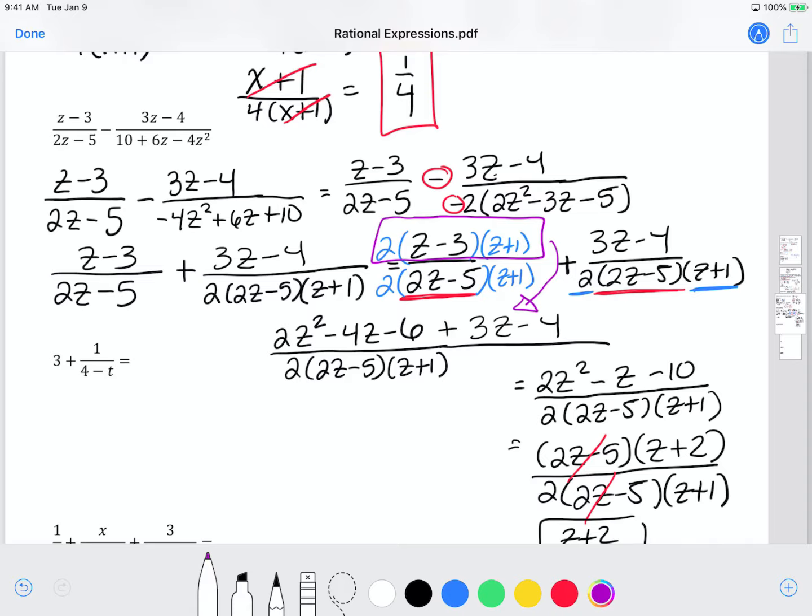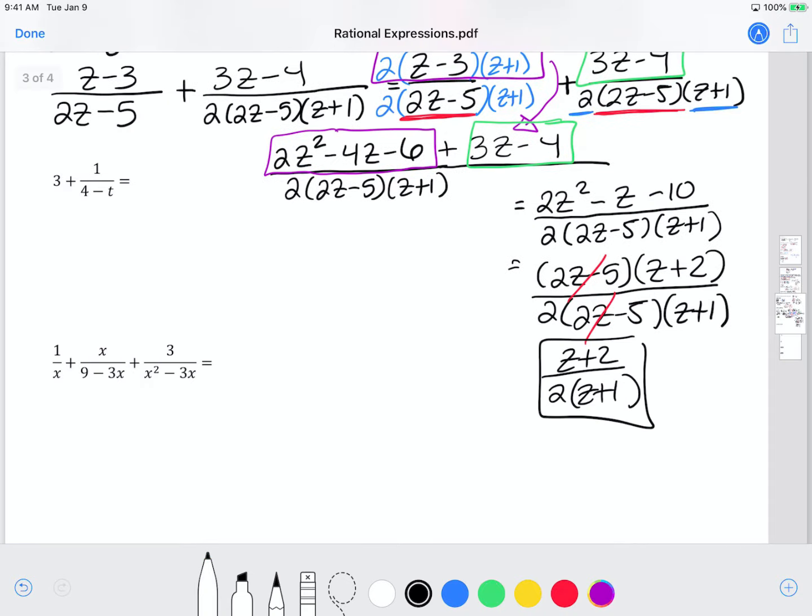Now, if you guys want to check my work and convince yourself that that's true, since I skipped a couple steps there for purposes of room, you can go ahead and do that. But that's what this purple step is here. I took 2 times z minus 3 times z plus 1, and I got everything here up on the top. And then I added it to the 3z minus 4 here.